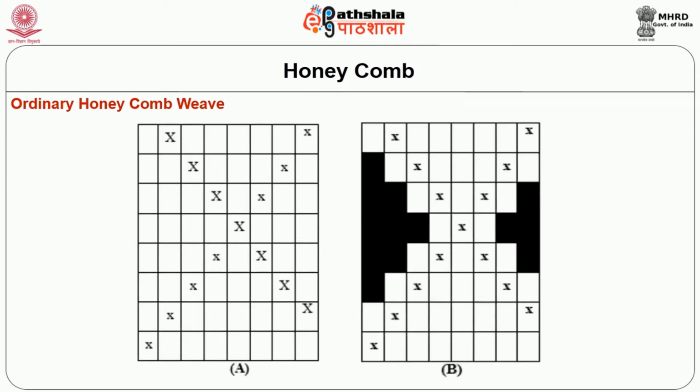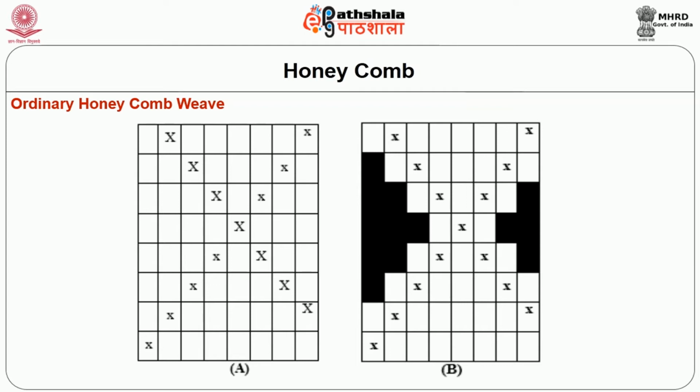Ordinary honeycomb weave. The construction of an ordinary honeycomb weave on 8 threads is illustrated in figure 5.1. First, the diagonal marks are introduced from left to right, then from right to left as shown in figure A. Thereafter, one of the diamond spaces is filled up and the other is left blank as shown in figure B. The weave repeats on 8 ends and 8 picks.